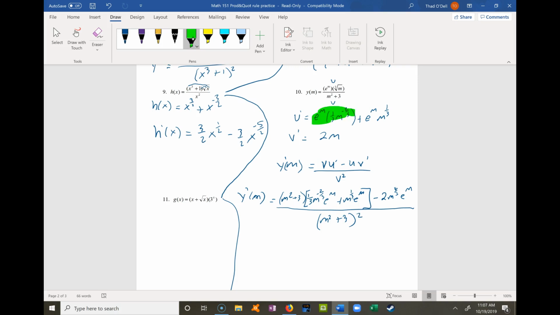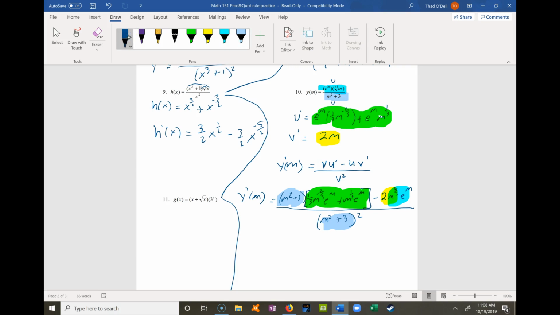So here's u prime, and there is v prime. Here's v prime, and v prime is included in there. Here is u, and u is included in there also, so it's kind of overlapping. And then finally here's v, and v is right there, and down there, of course, squared. Okay.